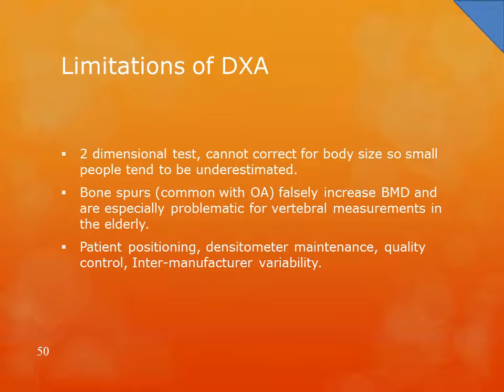Test question: what are the limitations? It's a two-dimensional test. It can't correct for body size, so small people tend to be underestimated. Bone spurs can falsely read as increased bone mineral density. Patient positioning and any inconsistencies with the different machines can all give some variability in interpreting results.